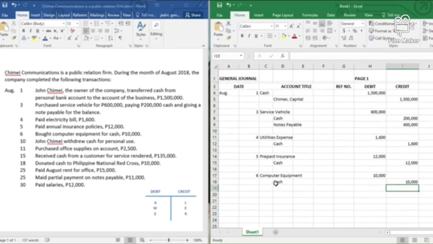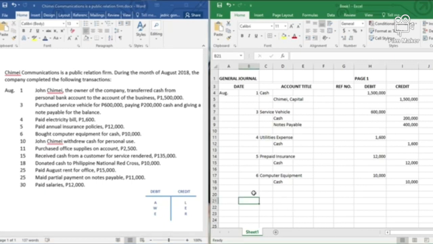Alright. Now, let's have August 10. August 10 naman, si John Chimmy withdrew cash for personal use. O, this time around, kumuha daw ng pera si John Chimmy galing sa company for personal use. Kapag nadadagdagan ang withdrawal mo, i-debit mo daw siya. Ayan, withdrawal, i-debit. Ano ba ang nawala sa company? Pera, right? So, pera means assets. So, assets, kapag nababawasan ang pera ng company, i-credit mo daw siya.